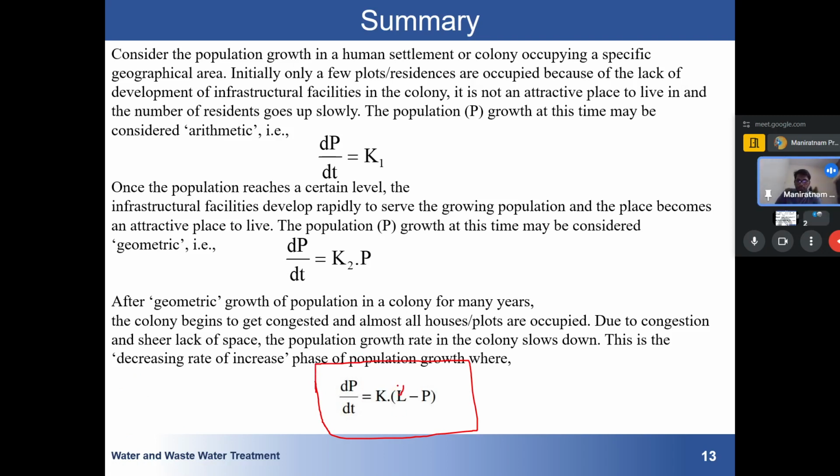One should always have control over this L. If any area controls its limiting population, then the resources of that area can be managed very well. In India, people are facing water scarcity, land scarcity, and agriculture scarcity just because the population has gone beyond the limiting capacity.